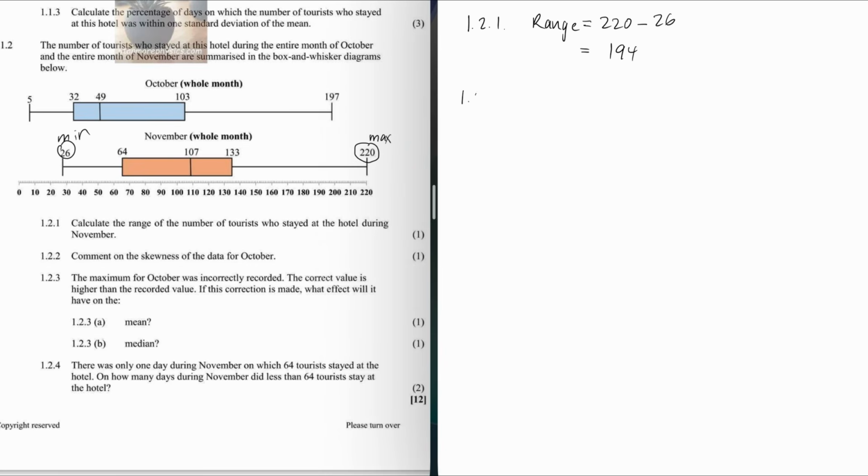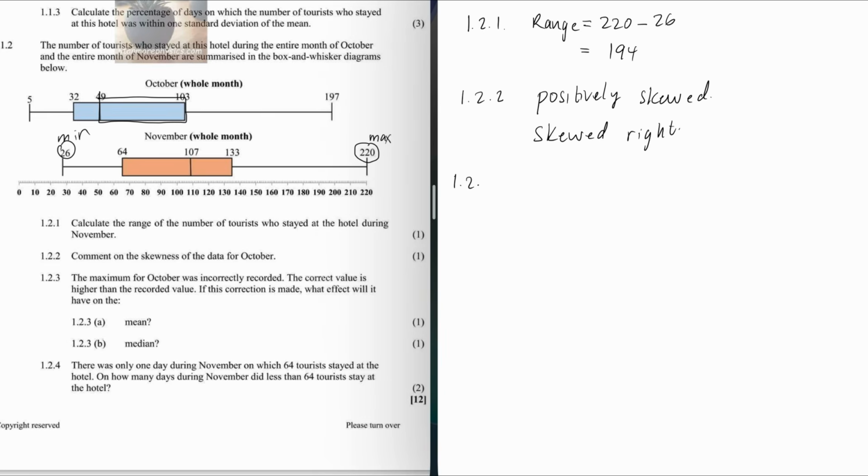Then 1.2.2, comment on the skewness of the data for October. So we can see here that for October, the right half of the box is larger than the left half of the box. So that means that it is positively skewed. Positively skewed, or you could say it is skewed right.